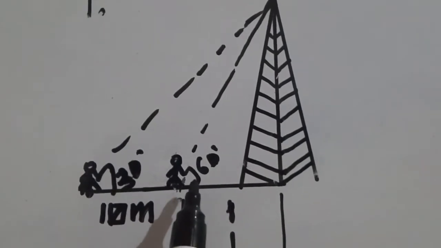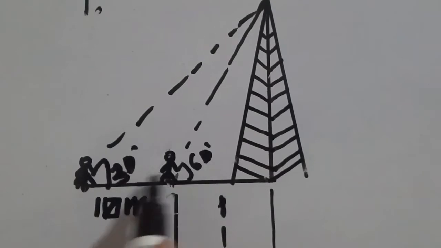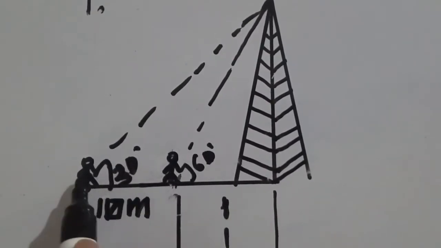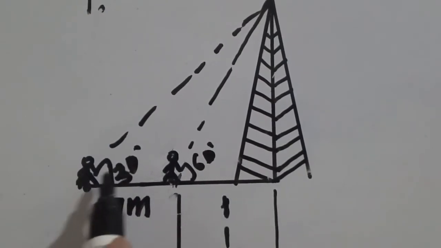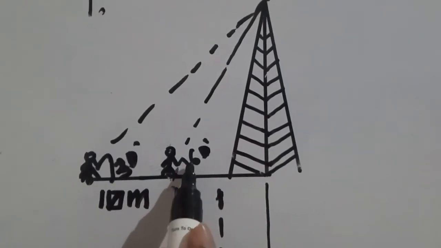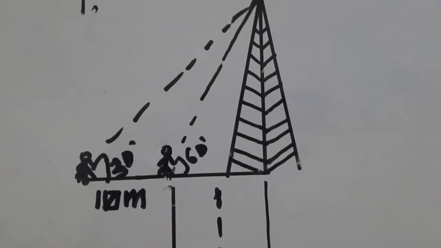Now keep it in mind: when you come near to a tower, the angle increases. If you go far from the tower, the angle decreases. Going far means 30 degrees, the angle decreases. Coming near to the tower means the angle is increasing, 60 degrees. We should find the height of the tower and the width of the road.